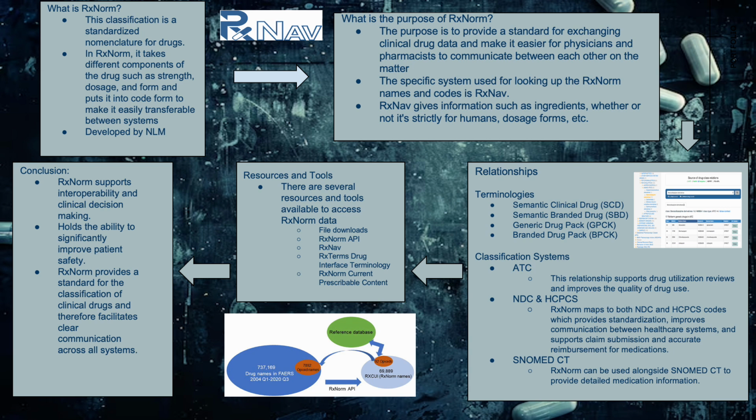The first classification system I have listed is the Anatomical Therapeutic Chemical classification system. The relationship here supports drug utilization, enhances research, and improves the quality of drug use. Next, we have NDC and HCPCS. RxNorm maps to both of these code sets, which helps provide standardization and improves communication between different healthcare systems. It supports claim submission and accurate reimbursement for medications. Next, we have SNOMED CT.